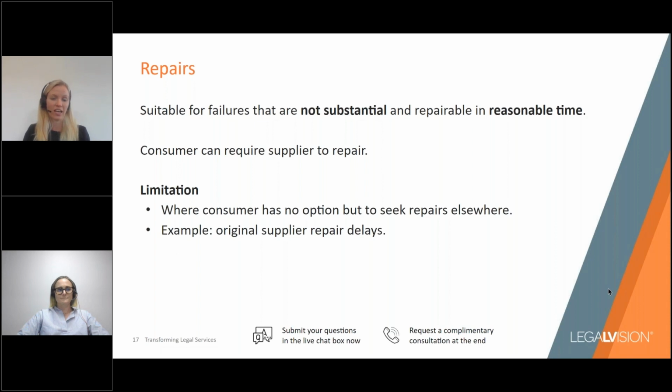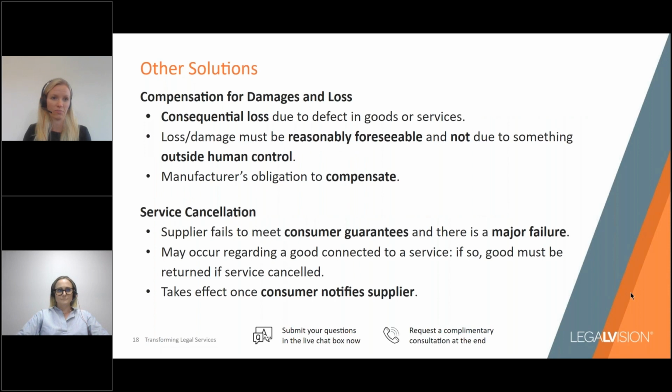Ali will now look at other solutions for repairing or refunding things under the Consumer Guarantees Act. Thanks, Kathryn. Actually, something Kathryn mentioned earlier in relation to her desk example were these consequential losses.